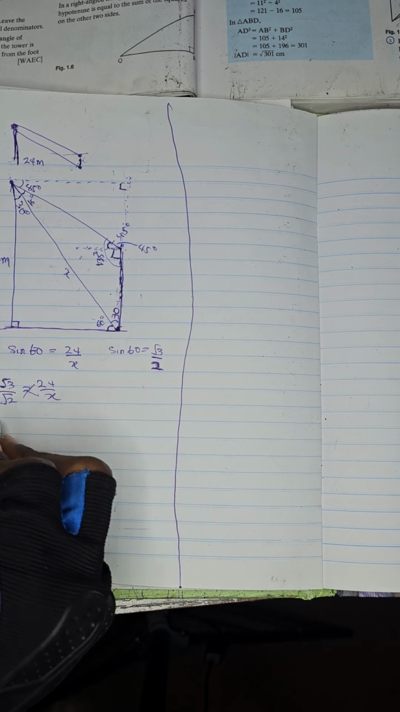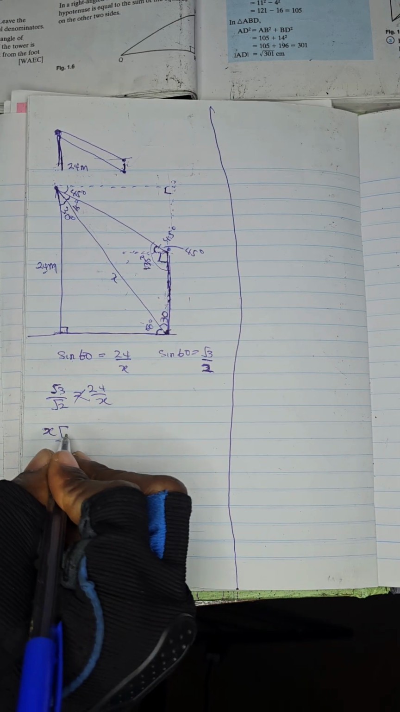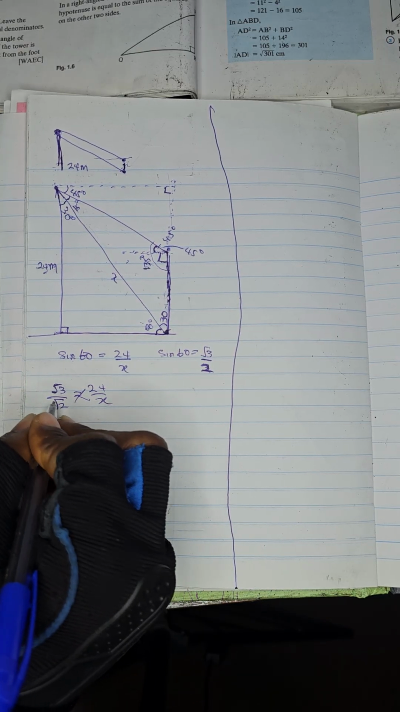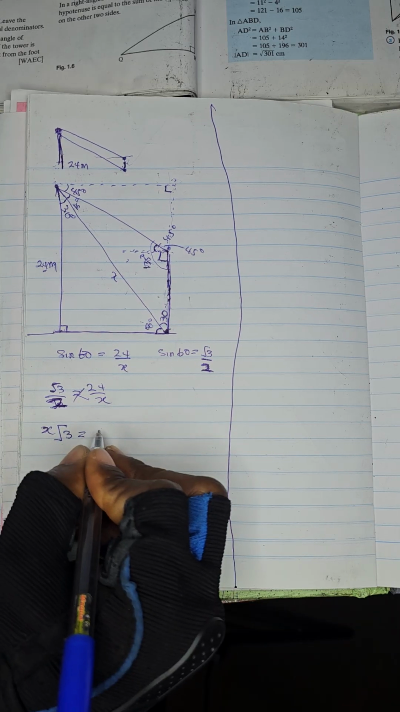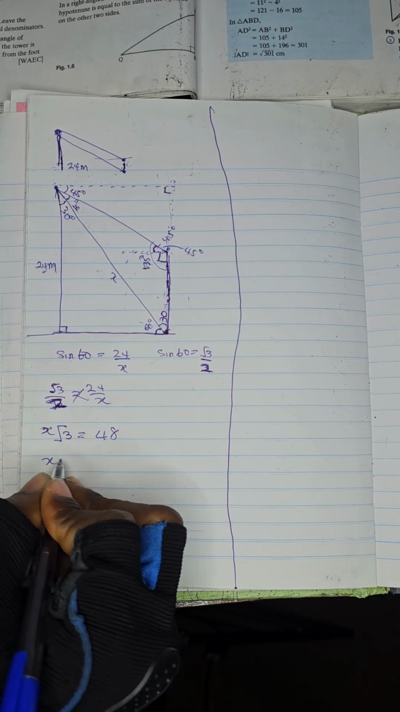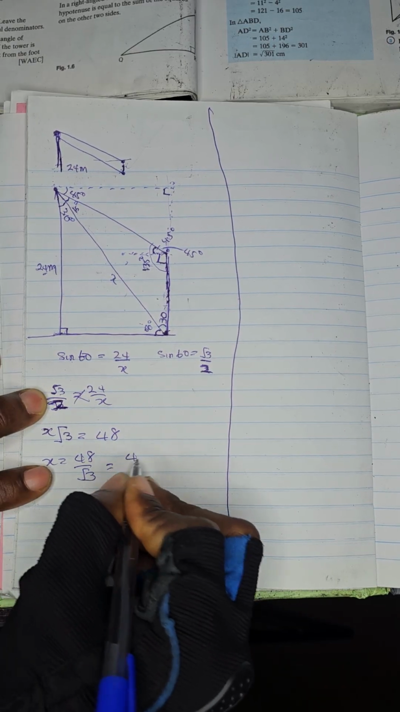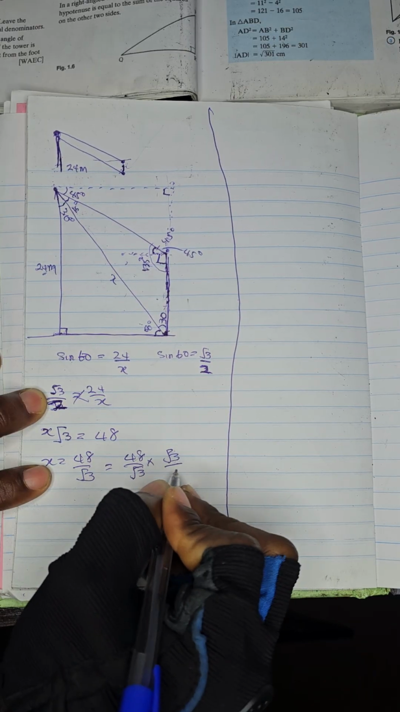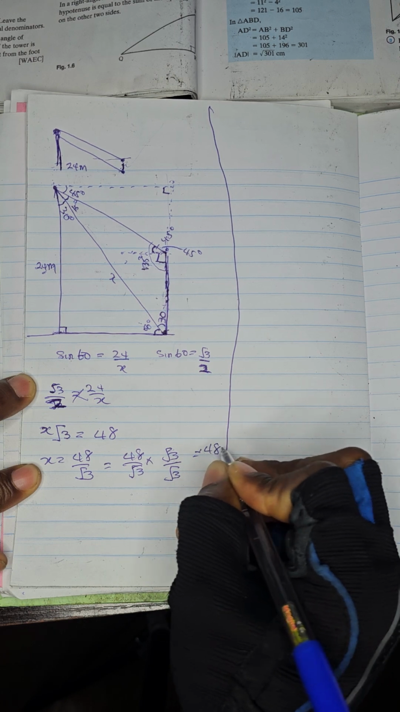We cross multiply. We have x root 3 is now, oh god, what am I doing? This is 2, not root 2. We now have 2 times 24, that is 48. So x is now 48 over root 3, which is the same thing as 48 over root 3 times root 3, trying to take away the surd from the denominator. This times this will be 48.